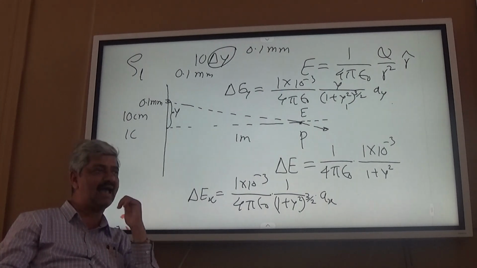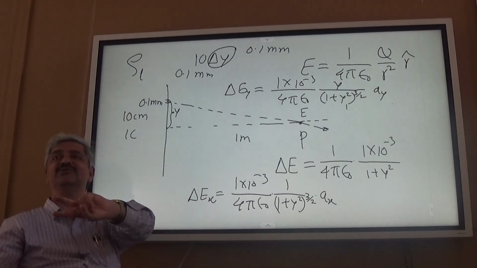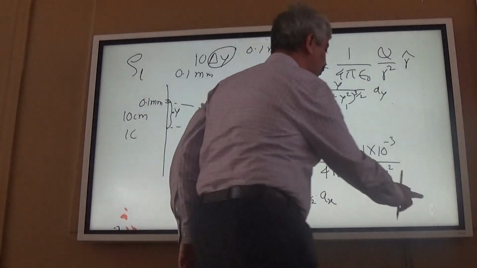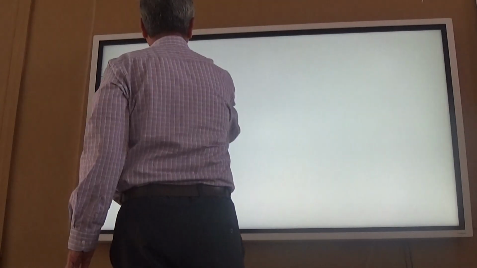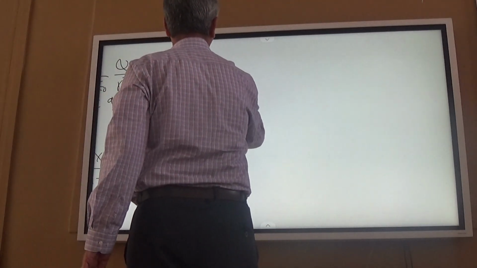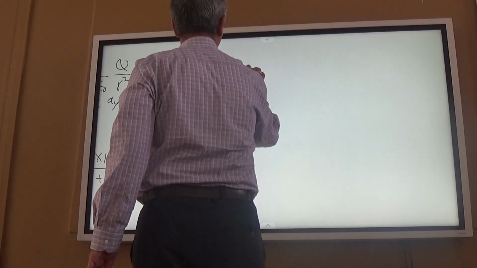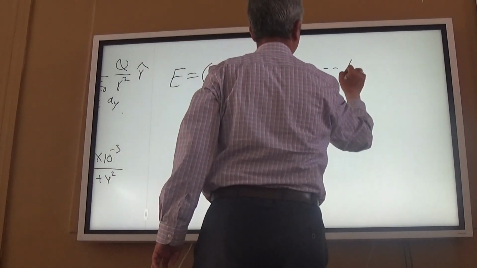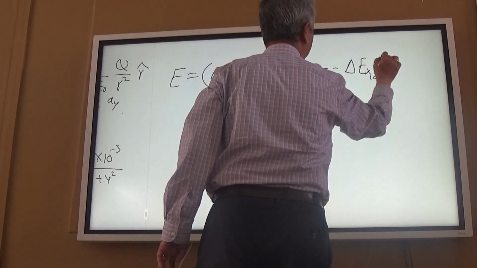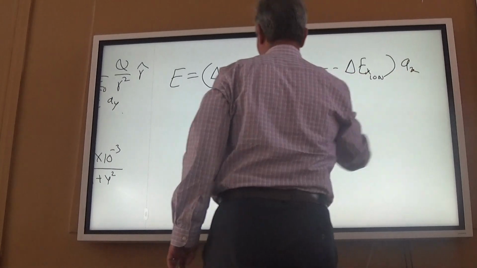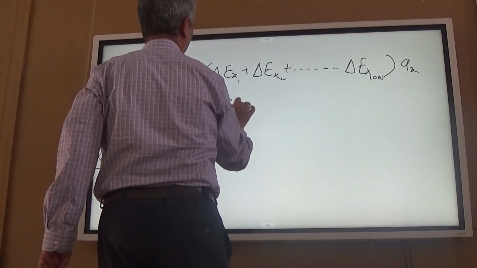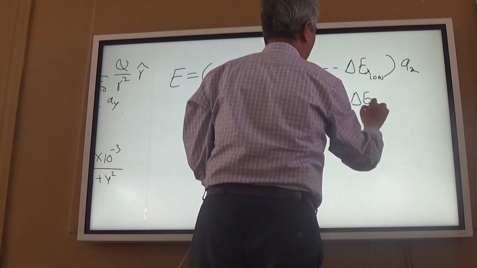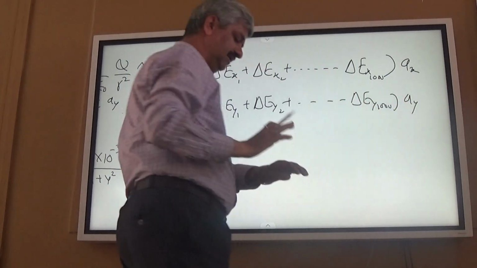When I add two vectors, I add the x components and I add their y components separately. So do you agree that total E would be equal to delta Ex1 plus delta Ex2 plus like that delta Ex1000, into ax, plus delta Ey1 plus delta Ey2 plus delta Ey1000, into ay? Right? Is it okay?